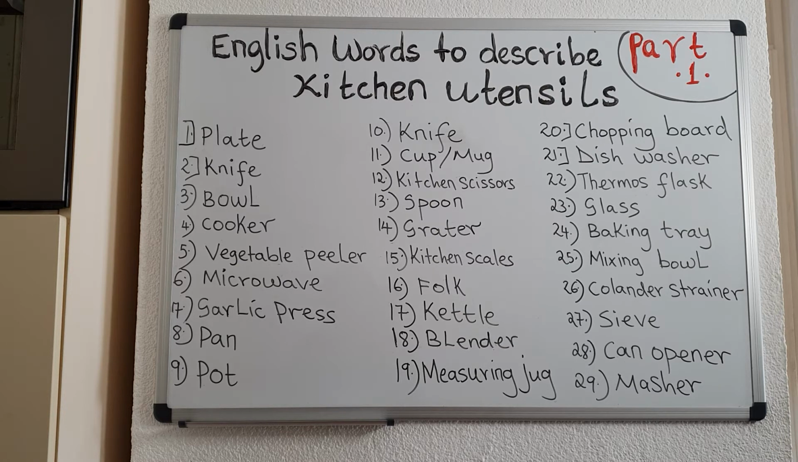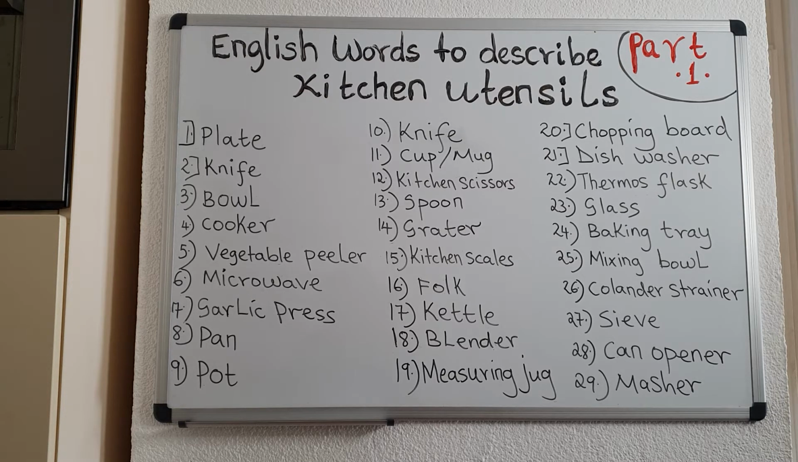The first word is plate. A plate is a container that you use to serve food. After you have cooked your food, you put the food in a plate and then you can begin eating. So a plate is a container that is used to serve food. It is usually flat and round.